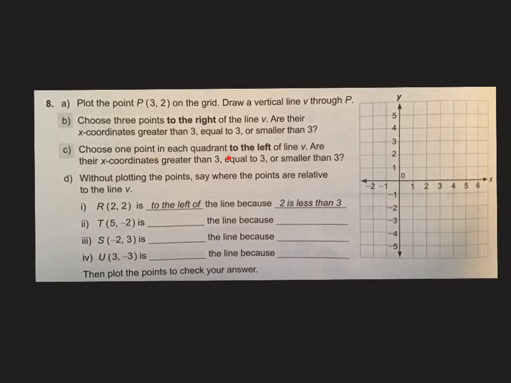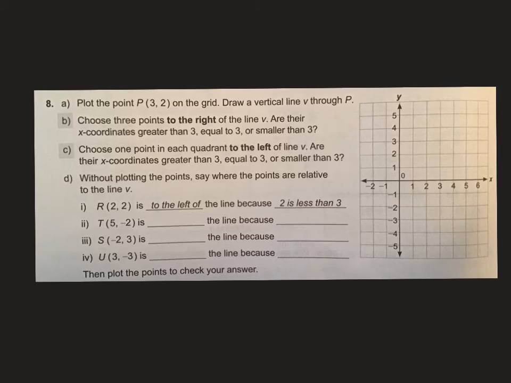Choose 1 point in each quadrant to the left of line V. So you would need 1 coordinate in quadrant 1, quadrant 2, quadrant 3, quadrant 4, but all of them have to be to the left of that line. And then you have to say, are the X coordinates greater than 3, equal to 3, or smaller than 3?